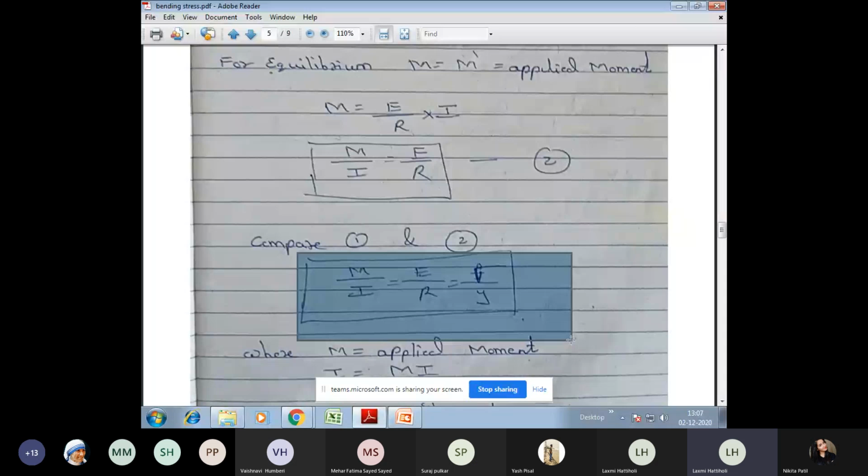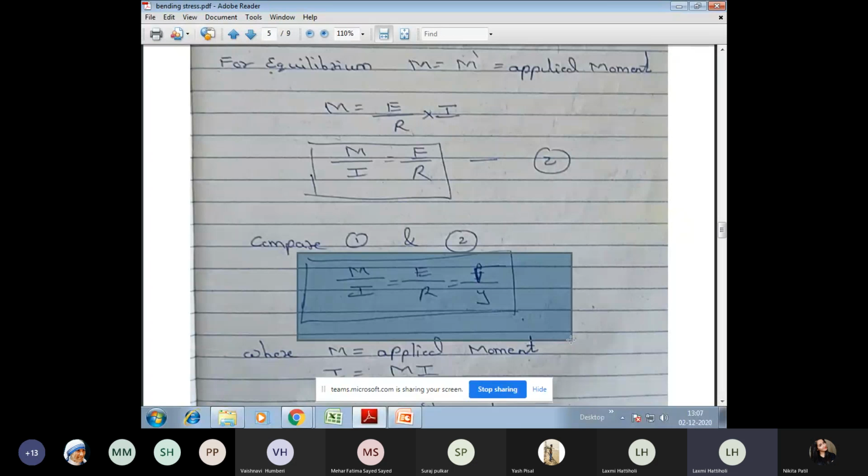Of course, in some of the textbooks, it is F divided by Y. Here I have taken bending stress as sigma. In some textbooks, they may take bending stress as F. Only the notation is going to change, but overall the flexural equation, the bending equation, remains the same. Either you take F or sigma, it is one and the same.